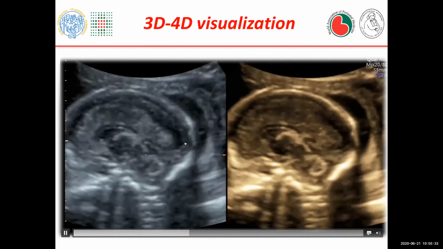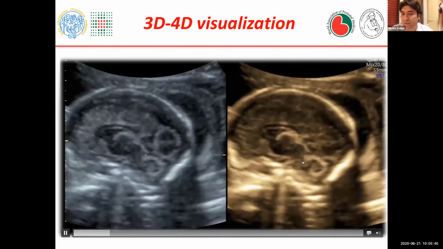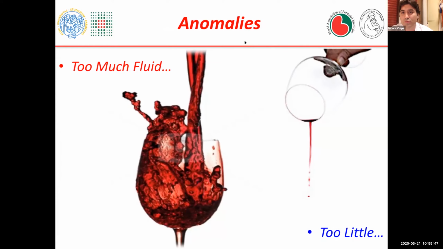These are 3D and 4D approaches that allow a more contrasted view of the vermis, but I don't want to focus on this. I want to focus on anomalies. What are the main anomalies? Anomalies of the posterior fossa are mainly represented by the presence of too much fluid or too little fluid.